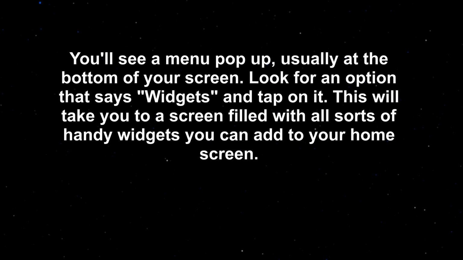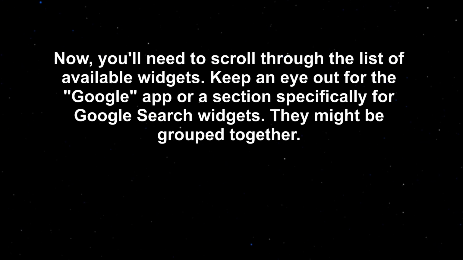This will take you to a screen filled with all sorts of handy widgets you can add to your home screen. Now you'll need to scroll through the list of available widgets. Keep an eye out for the Google app or a section specifically for Google search widgets. They might be grouped together.